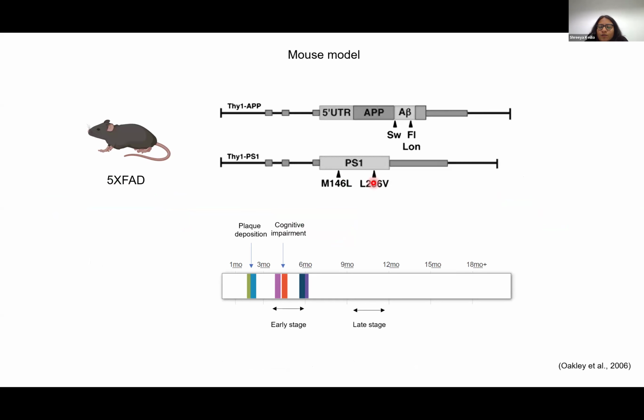One of the advantages of using this model is that things are relatively fast, which is great as a PhD student. And we have plaque deposition starting as early as 2 months. And by the time these mice are 5 months old, they already start exhibiting behavior deficits. For my analysis, I usually focus on 2 time points, one being the early time point, which is between 4 and 6 months. The second is the late time point, which is between 10 and 12 months.